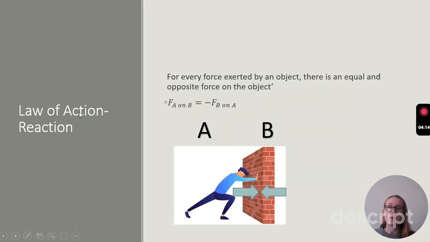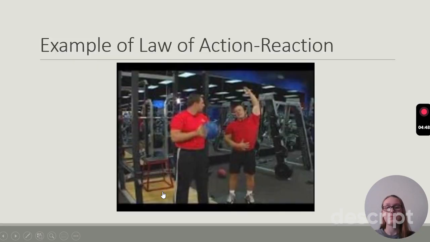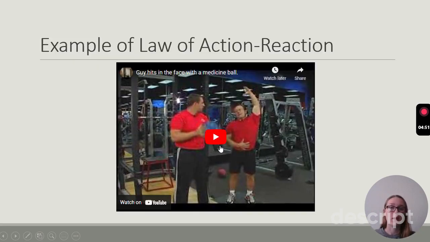Now, the third law is the law of action-reaction, and this states for every force exerted by an object, there's an equal and opposite force on the object. And so, as you see here, as this man pushes into the wall, the wall is pushing him right back with the same amount of force. Even though the wall is an inanimate object, it's pretty much telling the guy, if you're going to push me like that, I'm going to push you right back the exact same way. And you can see here, they're equal in magnitude. It's just negative on this side because it's in the opposite direction. The force is applied in the opposite direction. Now here's an example of the law of action-reaction.